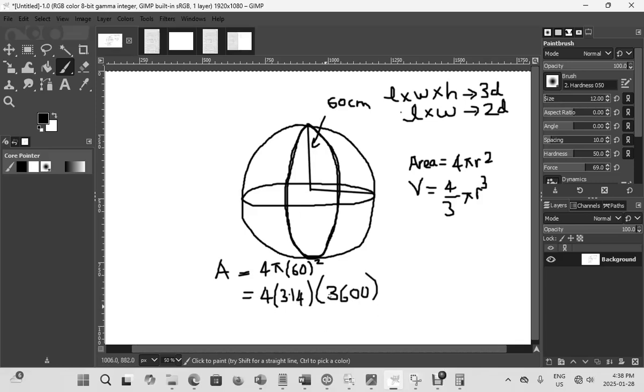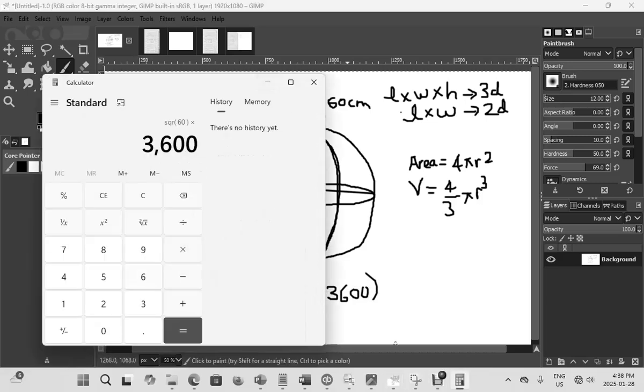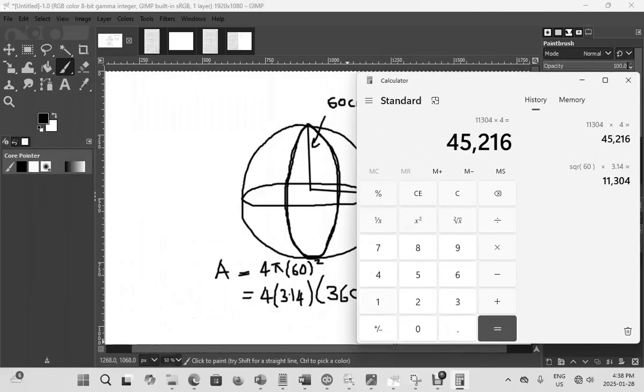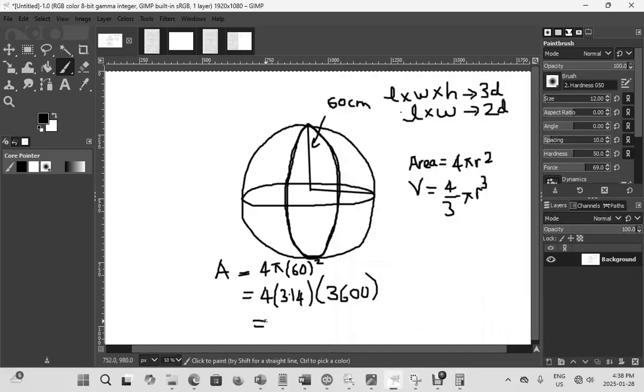Now simply multiply. This will be 4 times 3.14 times 3,600. This is the figure that we get. We can double check: 4 times 3.14 times 3,600 gives 45,216 centimeters squared.